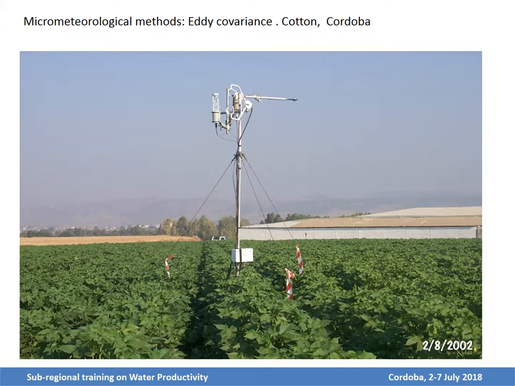Here we see an eddy covariance system operating on cotton close to Cordoba. Here we see the sensor for measuring water vapor and CO2 with high frequency. Here we see the sonic anemometer, a net radiometer, and here is the box where the data logger is located.